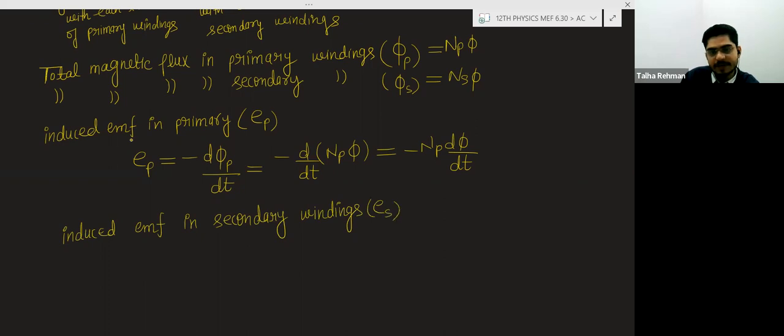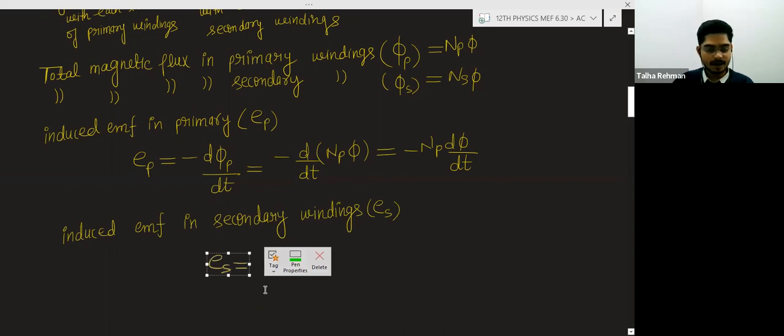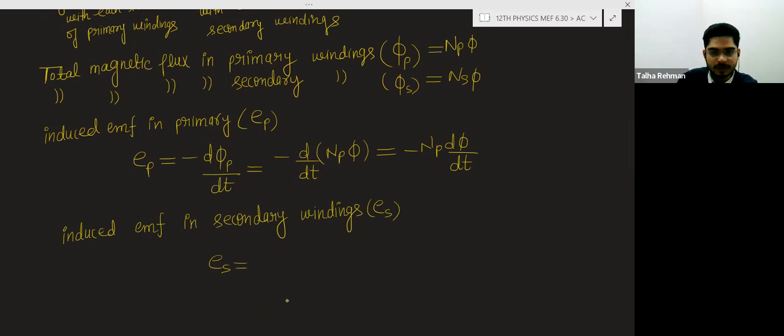Induced EMF in the secondary winding, ES. Matthew, what will be the induced EMF in the secondary winding? So it'll be d phi S by dt. Good, very good. ES is minus d by dt of phi S, and phi S is NS into phi.